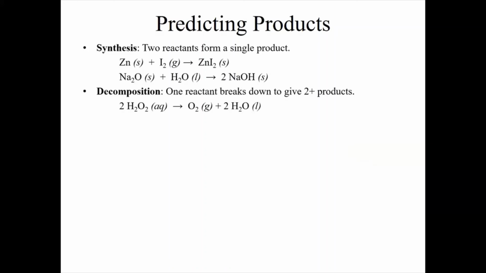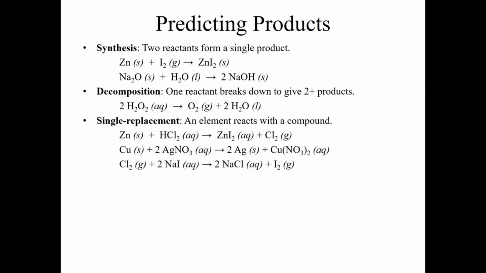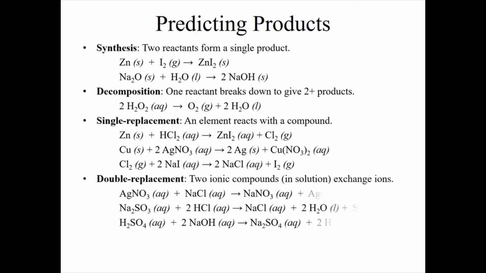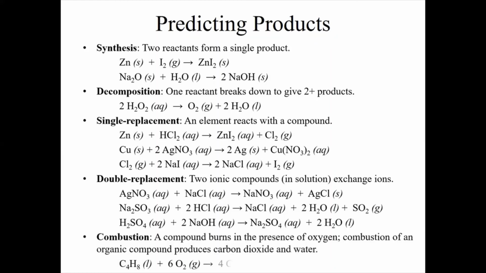Decomposition is the breakdown of a single reactant. Single replacement reactions involve an element and a compound both as a reactant and as a product. Don't forget to check the activity series to make sure these reactions occur. A double replacement reaction occurs between two ionic compounds. You will need to refer to your solubility chart to make sure that these reactions occur. And finally, combustion. Reactions with oxygen, typically with a hydrocarbon, that produce carbon dioxide and water.